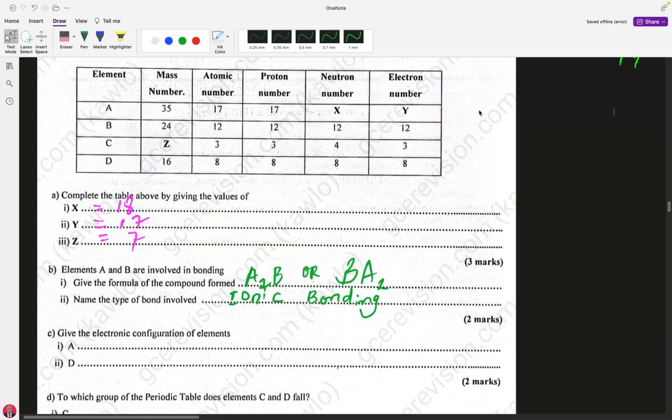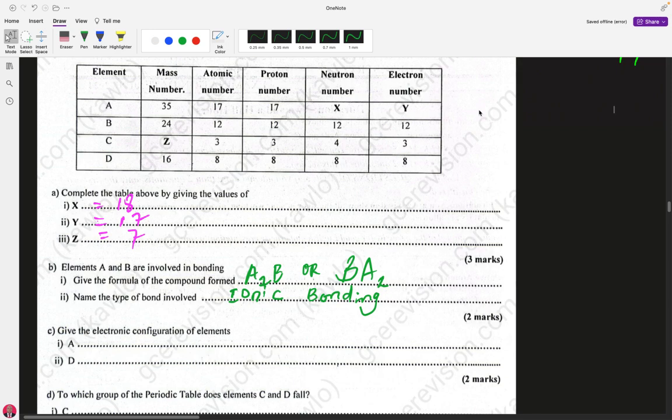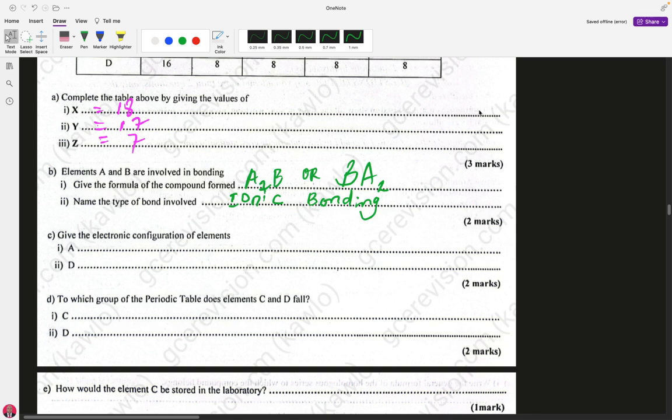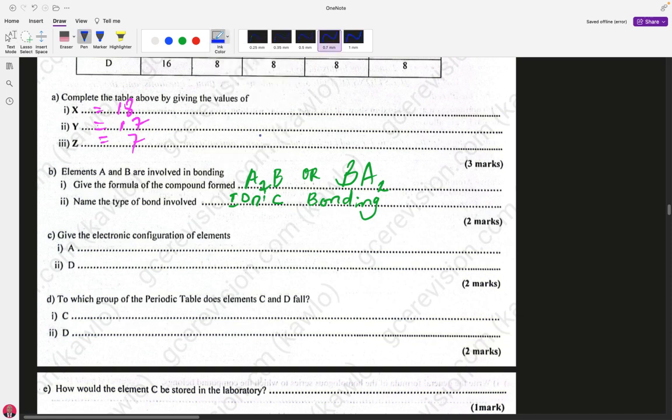Chlorine. So using the Bohr model of electron configuration, it has an atomic number of 17. Now this is the electron configuration of A. Now A has atomic number of 17.